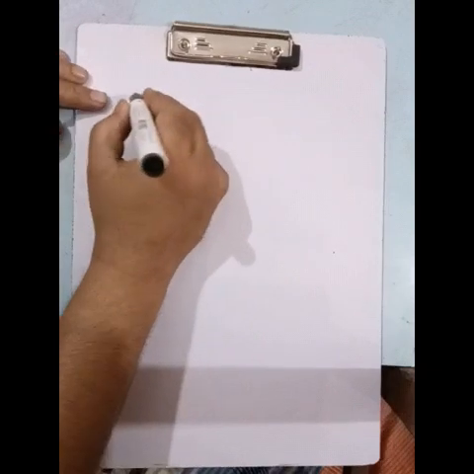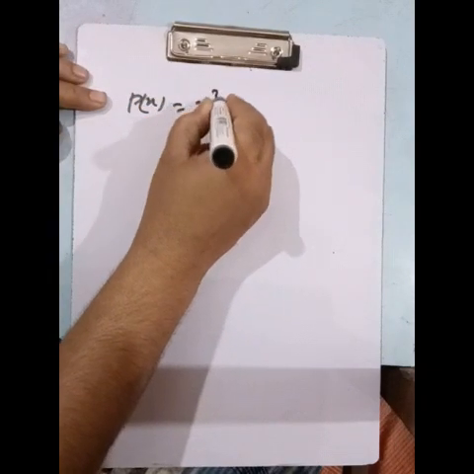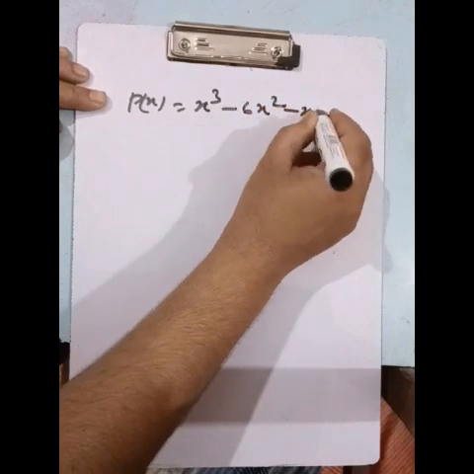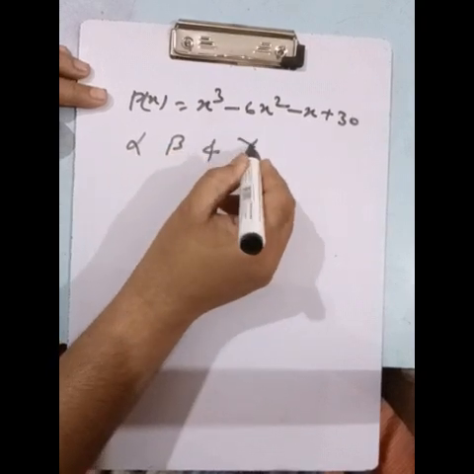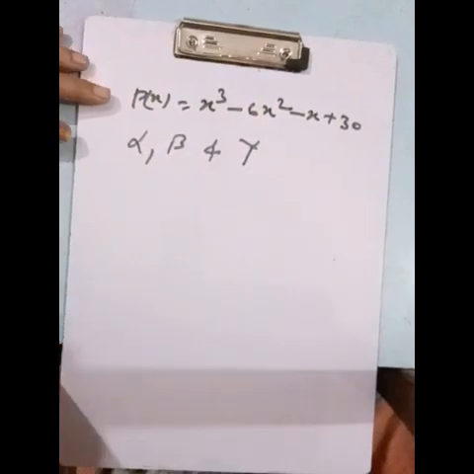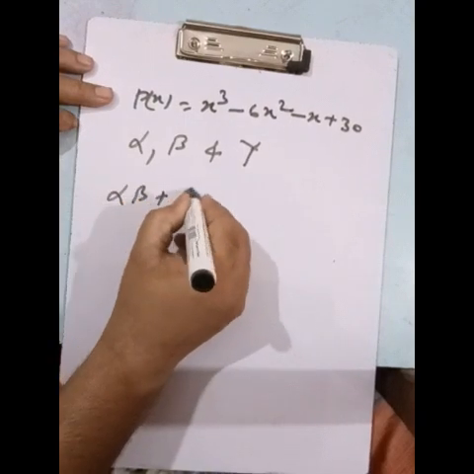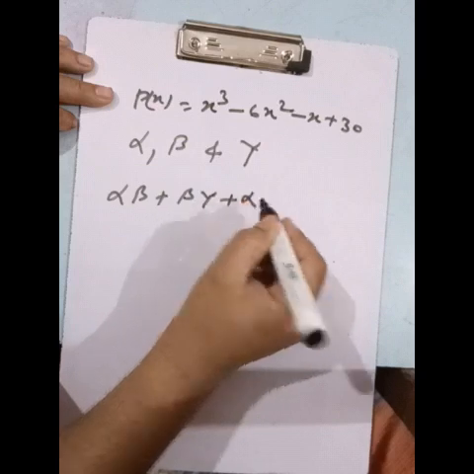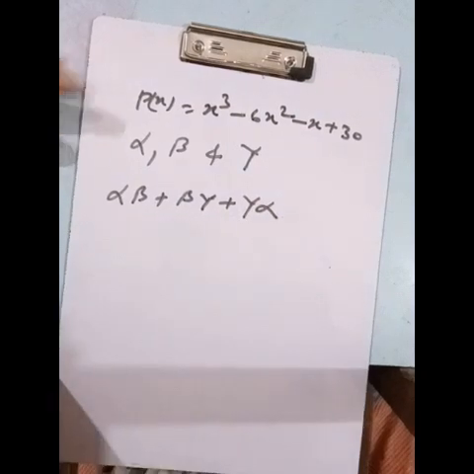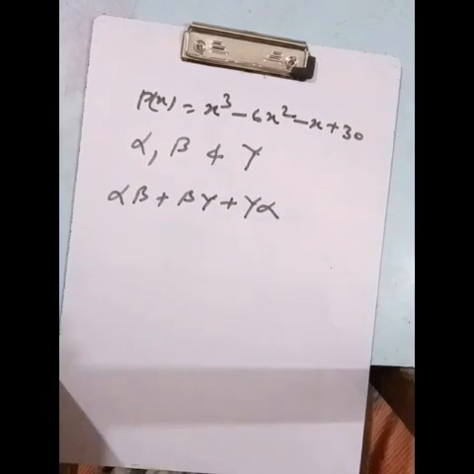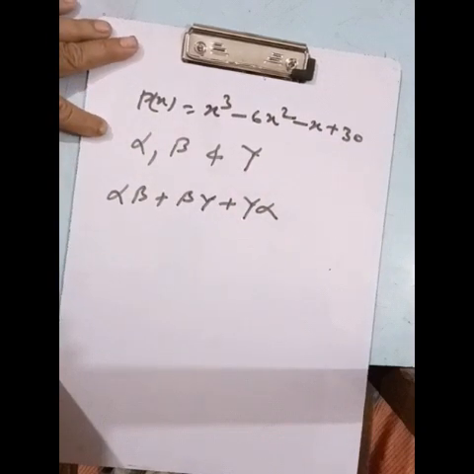So we take another question, and this question is given: a polynomial is given as p(x) is equal to x cube minus 6x square minus x plus 30, and it is given alpha, beta and gamma are zeros of this polynomial. You have to find the value of alpha beta plus beta gamma plus gamma alpha without finding its zeros or with finding its zeros. If you go to find the zeros, it will be a little tough because you have to factorize it by hit and trial method. This polynomial cannot be factorized by you easily.